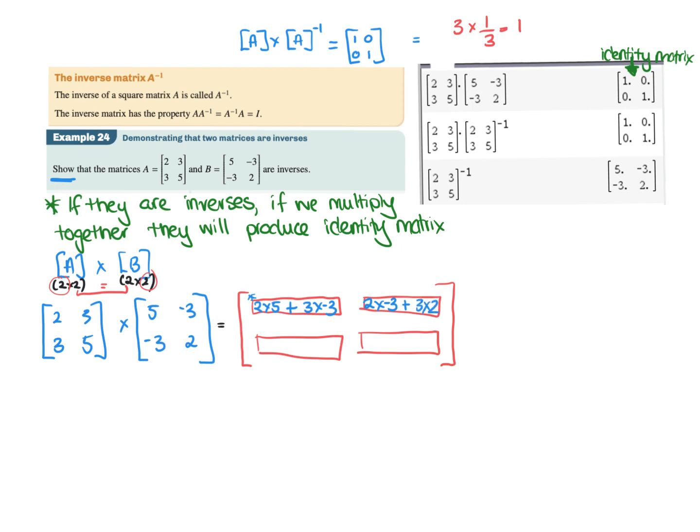Okay, and then the next one. I'm down here in row 2, so it'd be with column 1. So 3 times 5 plus 5 times negative 3, and then 3 times negative 3 plus 5 times 2. So that's how we manually do it, and it would take a little while.